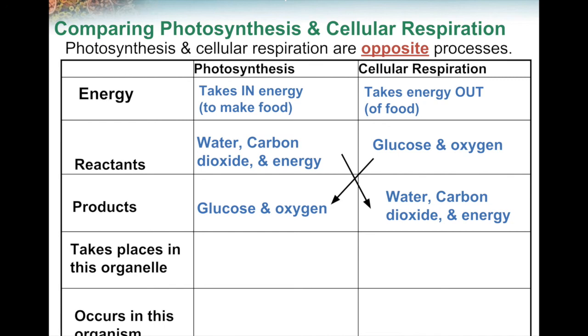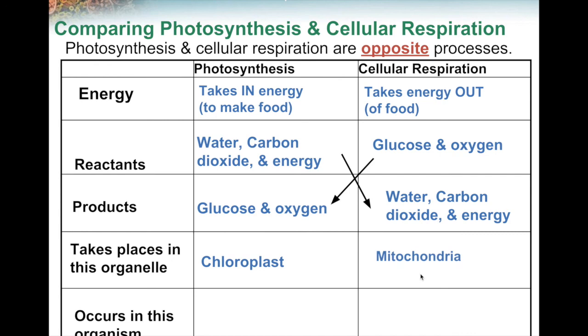So now the next one, photosynthesis takes place in this organelle. Which structure in the cell does photosynthesis occur in? It happens in the chloroplast. What about cellular respiration? It happens in the mitochondria.